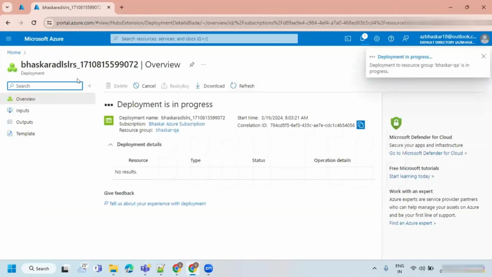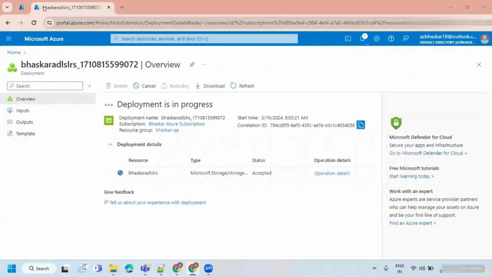So here I'm going to do it one by one. Basically, we can do it in parallel. Once we are habituated, we are going to see how we can do it in parallel to save time. In the beginning I'm going to take one by one. Once the LRS is created, then I'm going to take the ZRS.